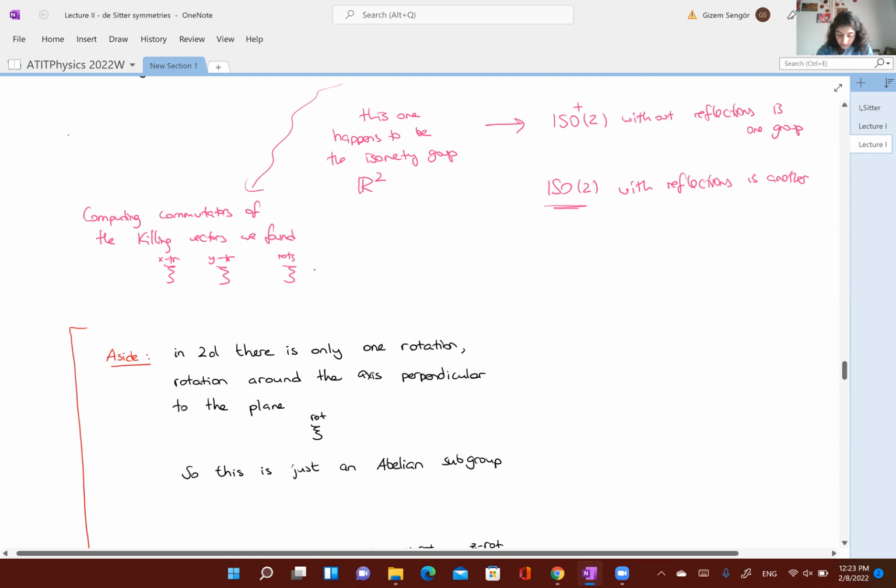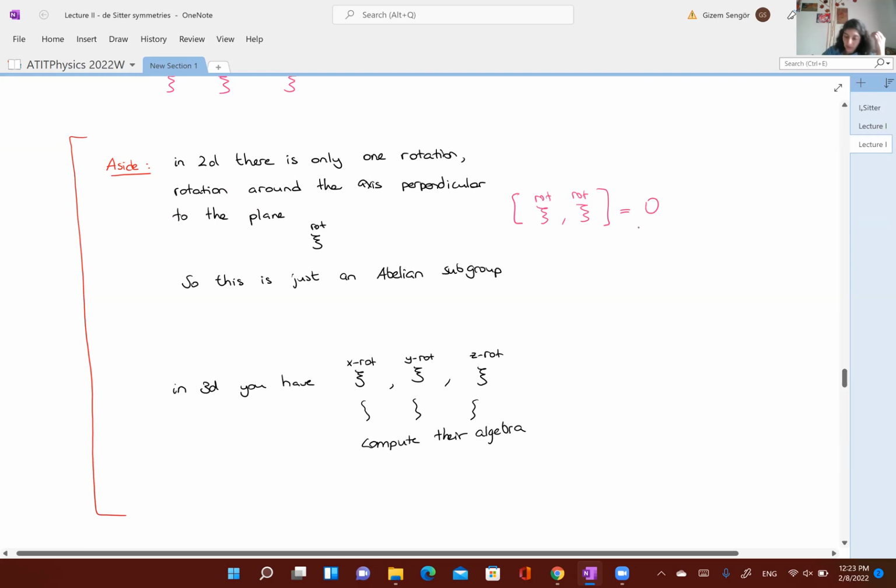Now, in 2 dimensions, there's only one rotation, one rotation around the axis perpendicular to the plane. So automatically this is going to commute with itself. I mean, the only commutator you can compute in terms of rotations is just this one rotation killing vector. So this automatically commutes with itself, and such objects that commute are called abelian.